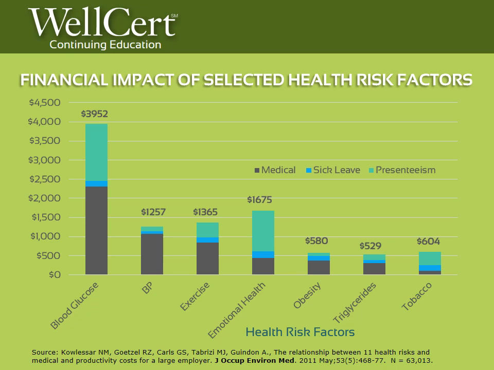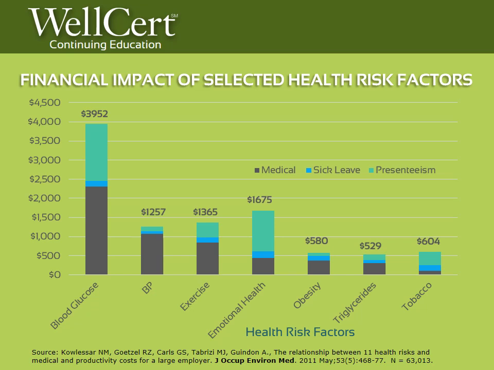So we have a combination for blood glucose of a differential between the person who has a high elevated blood glucose and the person who does not of somewhere around $4,000, so about $3,952. If they have elevated blood pressure, it's about $1,257 higher for the person who has the elevated blood pressure. If they don't exercise, it's an additional $1,365 related to these three major variables. And then if they report either tenuous or difficult emotional health, in terms of anxiety reactions or depression, or sleep disorders that are secondary to psychological reasons.